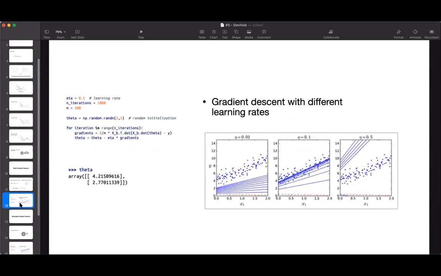And here again, when we are seeing this using the gradient descent, we are again finding that these parameters are coming 4.21509 something and 2.77, which is exactly the same. Now this was using naive gradient descent, which is the batch gradient descent. And on the right side, we have seen different learning rates with gradient descent.